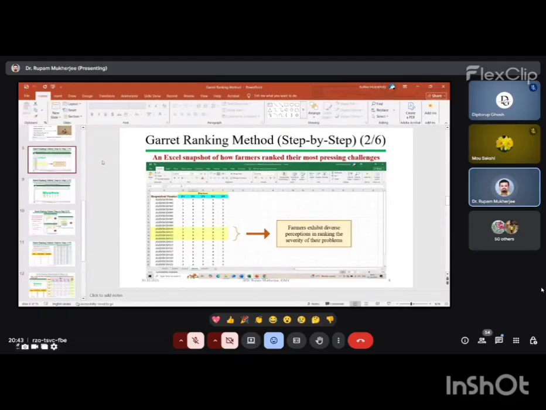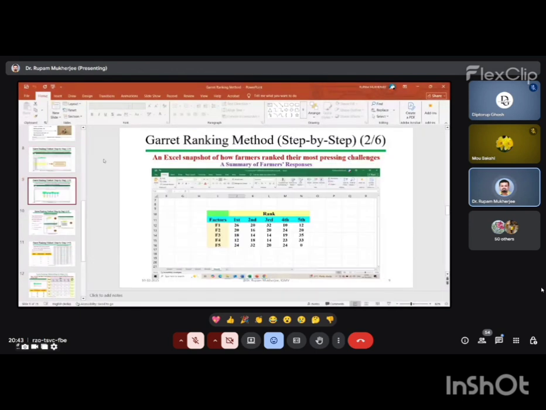What I was telling you is that if you take individual responses, then the responses vary; there is a diversity of responses. So you cannot get any particular pattern showing which would be the most important one. And look at this: when I summarize them into a compact Excel sheet, this becomes a response sheet that I have created. I think it is visible to all.